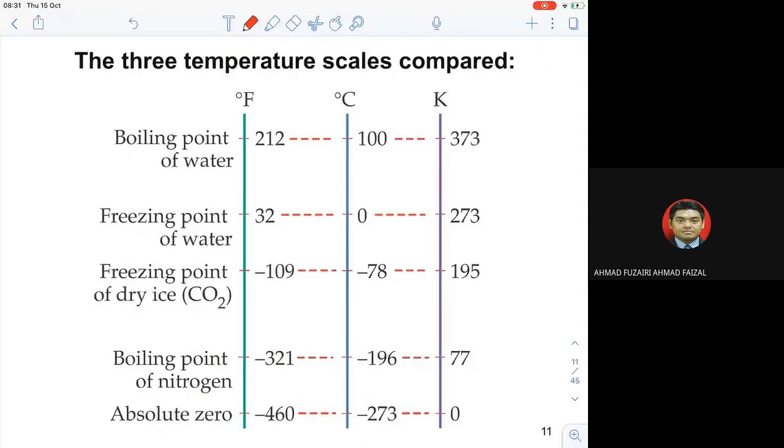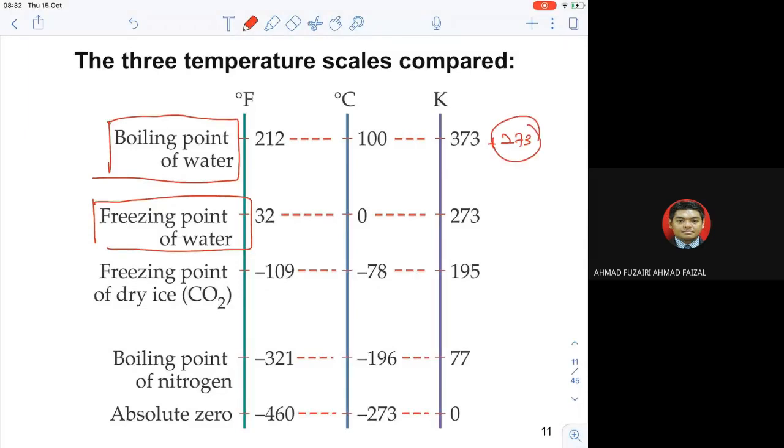Right now, I want to highlight a few things: the boiling point and freezing point of water. In Kelvin, the boiling point of water is 100 plus 273. They just use 273, but it's actually 273.15. So it becomes 373, because we know the water boils at 100 degrees Celsius. At 0 degrees Celsius, where the water freezes, it becomes 273 only, because 0 plus 273.